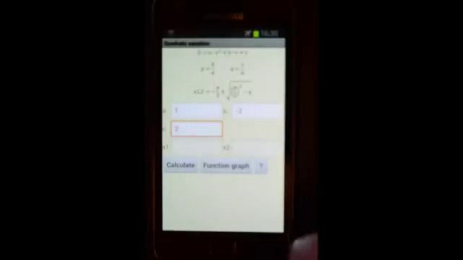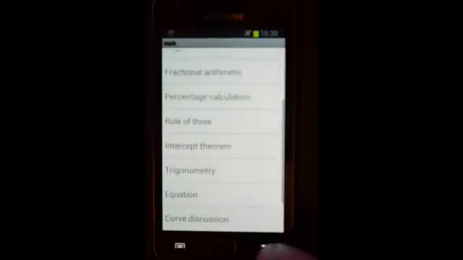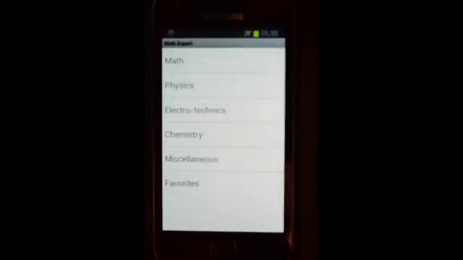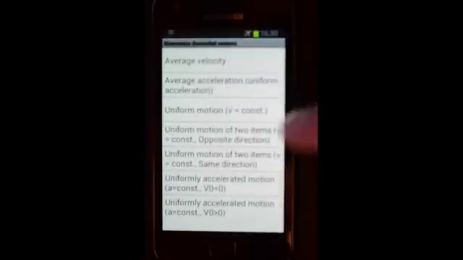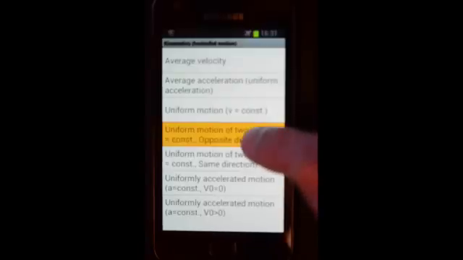Now I want to show you one example from the physics lesson. So we go back to the categories and select physics, kinematics, horizontal motion. And our example should be a uniform motion with constant velocity but opposite direction.